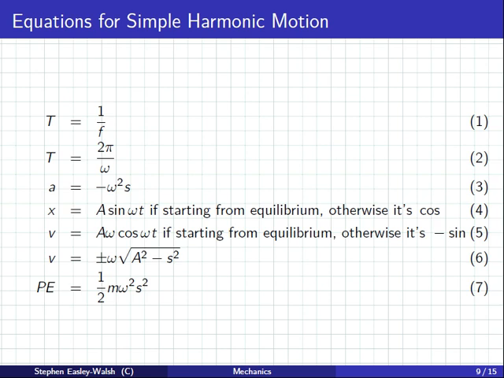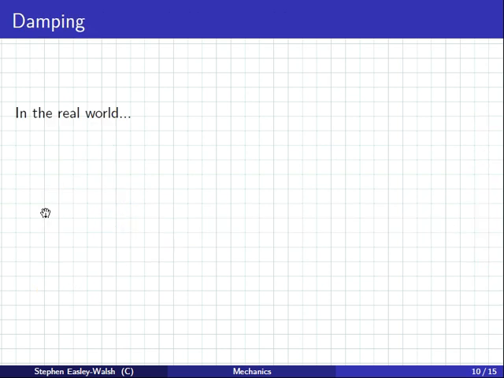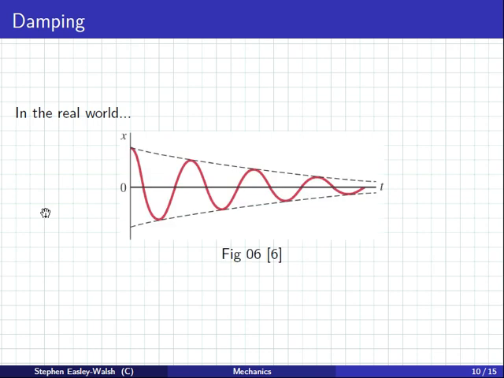Okay. So, in the real world, this is what really happens, isn't it? The simple harmonic motion doesn't continue forever. Eventually it slows down and then stops. This is called damping. And they sometimes ask you to draw a graph demonstrating damping.